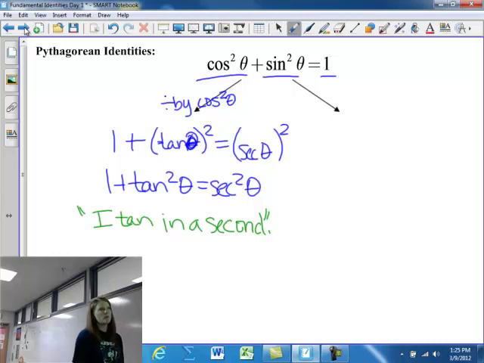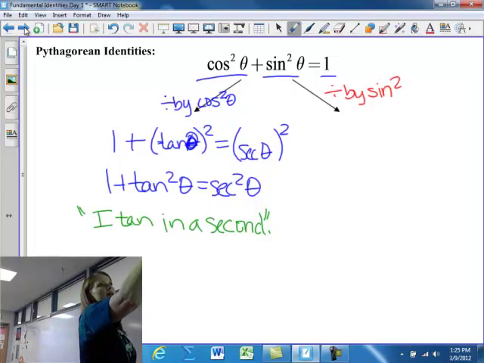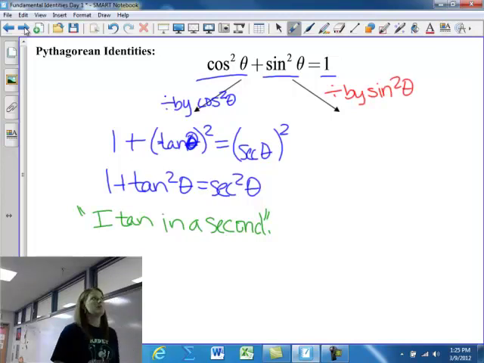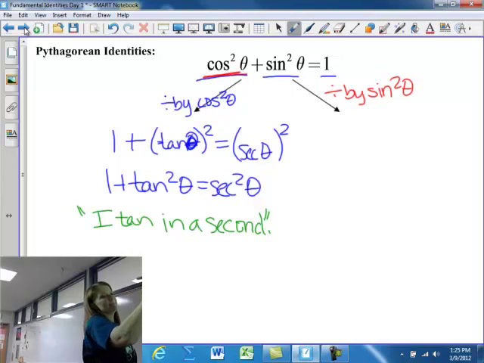Okay, well, you divided by cosine squared, right? Yep. What else could we divide by? Why not sine squared? Oh, that sounds like fun. There's one of those in the problem. Let's divide by the sine squared of theta. Okay? So again, back to this original. Cosine squared divided by sine squared is cotangent squared.